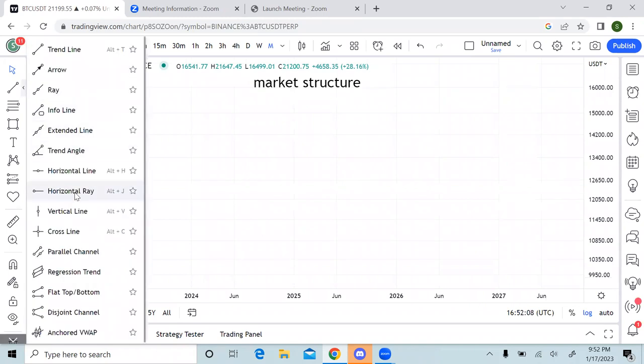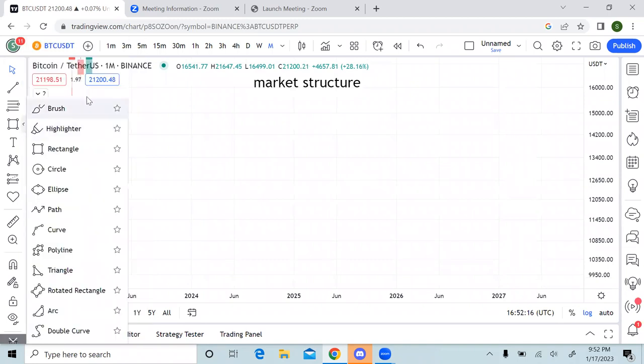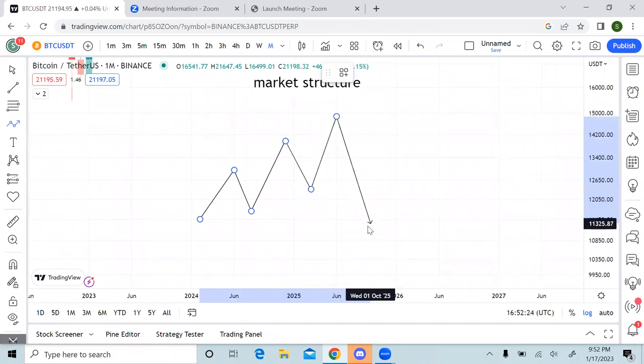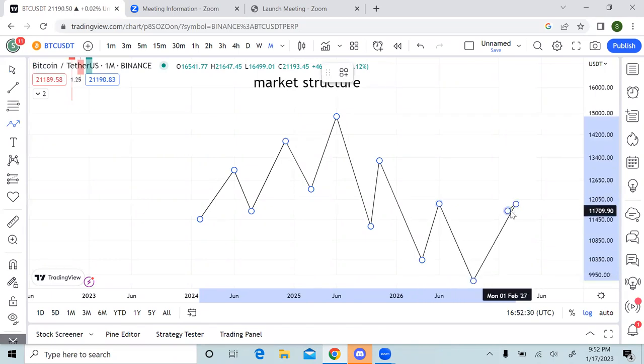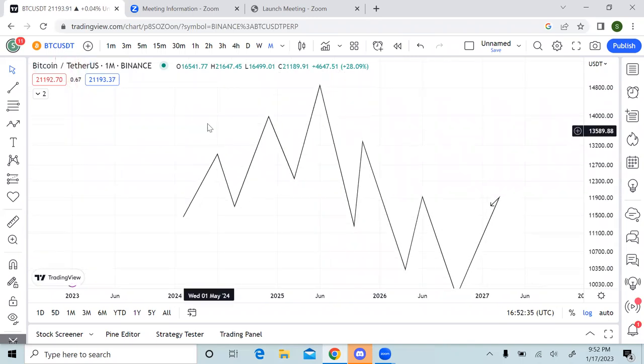First of all, I will draw a random structure on Bitcoin, like where it is going. Here it is. This is a pure random structure of Bitcoin price. Suppose this is the price of Bitcoin. So how will we trade this whole price action? How will we identify which is higher high, which is higher low, and how will we trade this one?